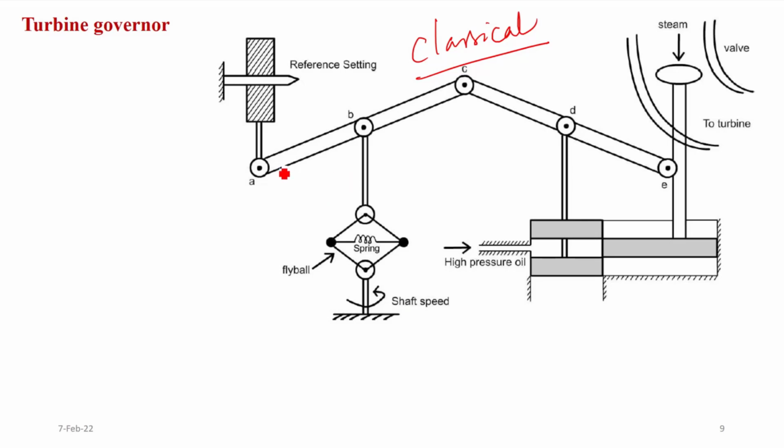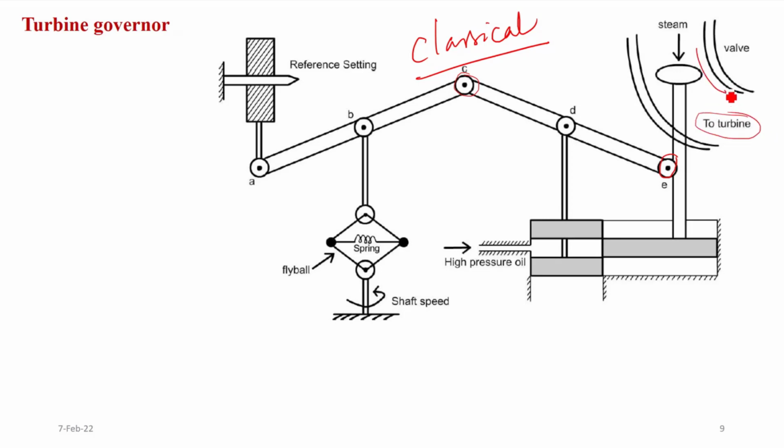We can see here we have two bar links. The two bars are connected at a hinge C, and this hinge is free to move. This is not a fixed hinge. And another point E is connected to the main piston, which actually controls the flow of steam to the turbine. This is your penstock, and this valve actually controls the flow of steam to the turbine.